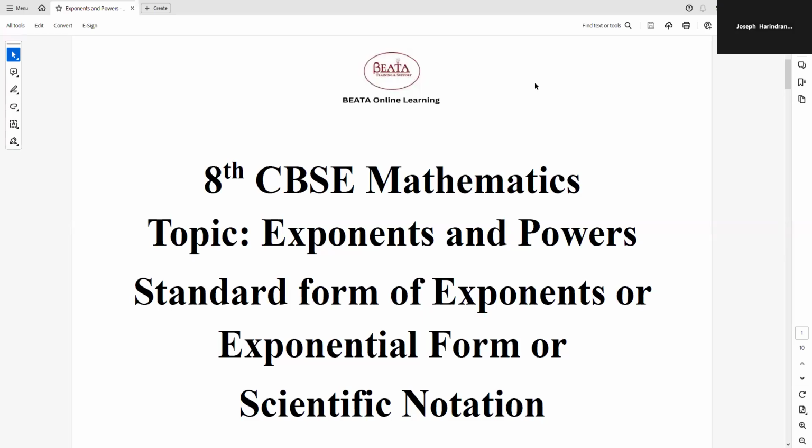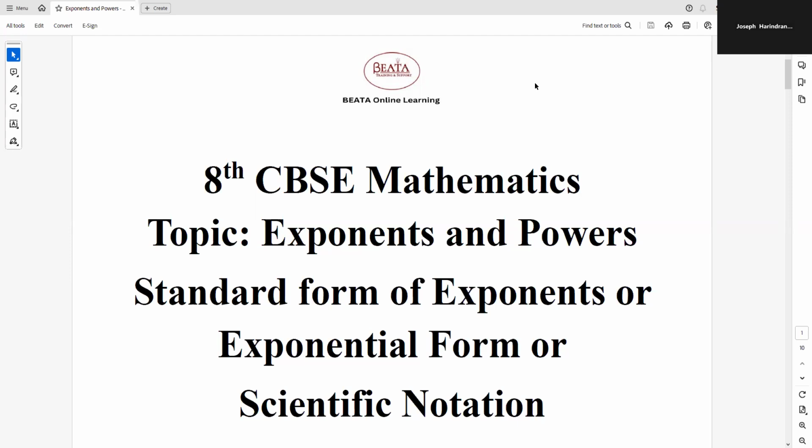In the last session, we saw exponents and powers for the 8th standard CBSE mathematics. We saw the laws of exponents, and we solved a few selected problems from exercise 10.1 of the NCERT textbook.